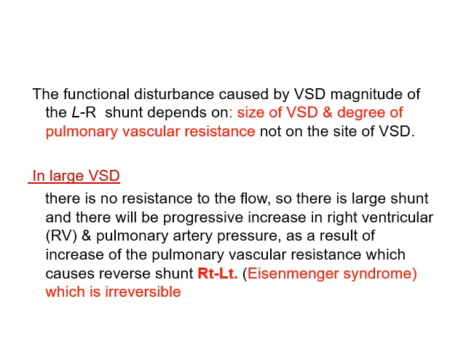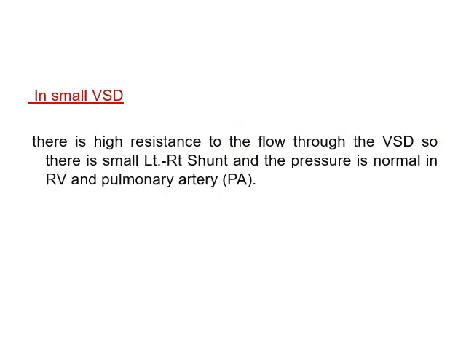At the start of the condition, there is a left to right shunt, but with time, with an increase in the pulmonary vascular resistance and an increase in right ventricular pressure, the shunt will be reversed, become right to left, and the patient will develop cyanosis. This condition is called Eisenmenger syndrome.